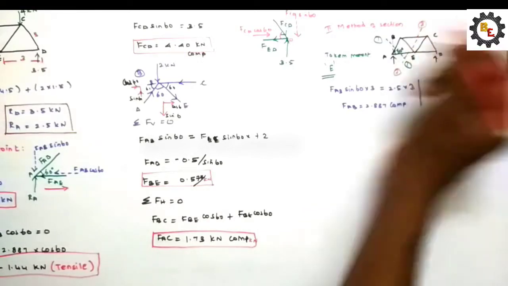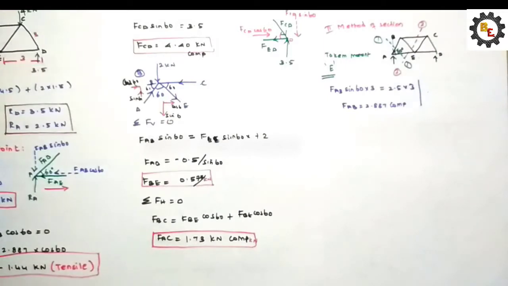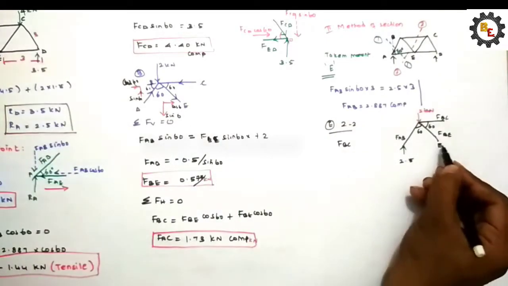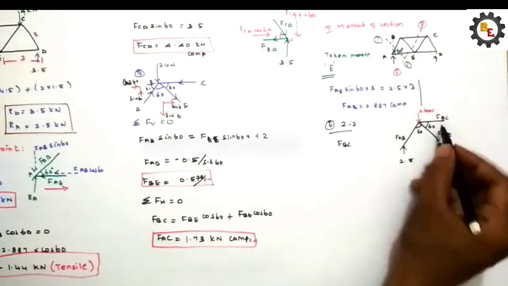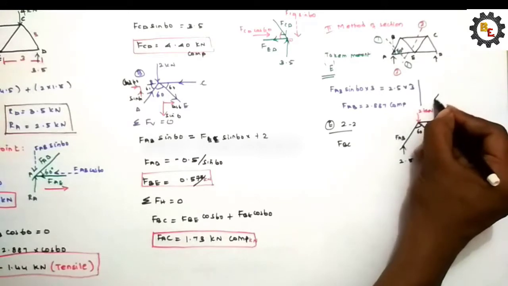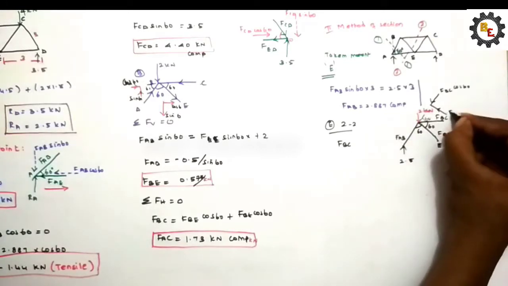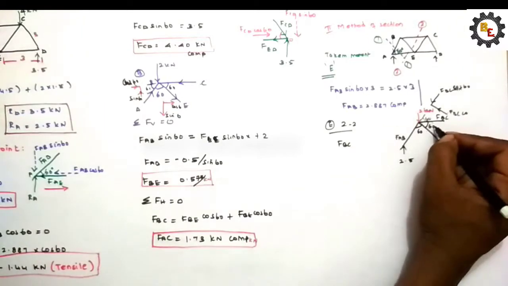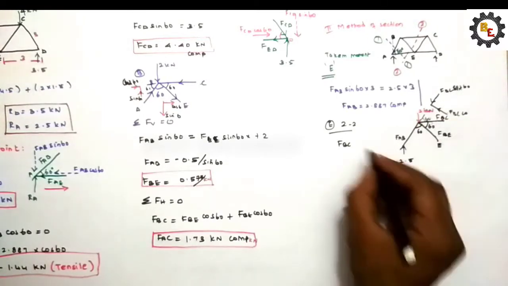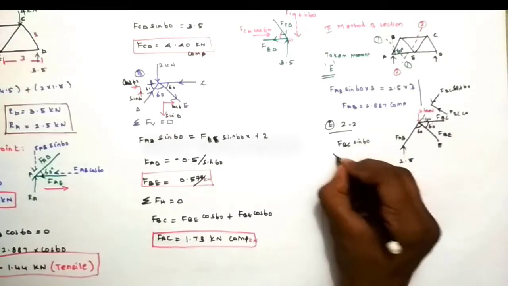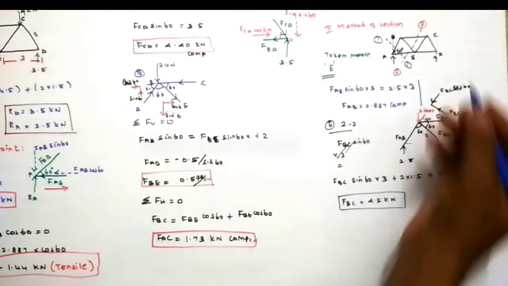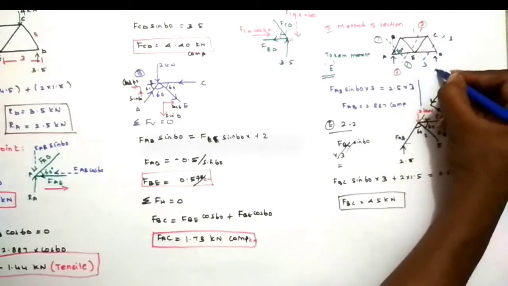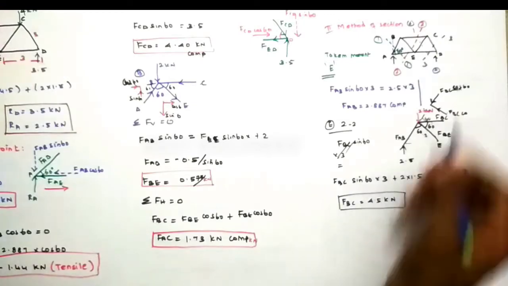Draw the line here, section 2-2. Now take moment at point E for section 2-2. FBC, this 60 degree, we can resolve into two components, FBC sin 60 and FBC cos 60. So now FBC sin 60 into 3, 4.5 kilonewton. In the same way we can draw section 3-3, and here section 4-4, and we can find the values of force in each member.